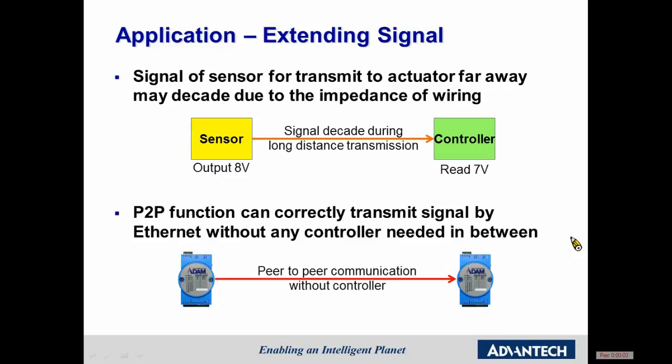Another way of using the peer-to-peer is for extending a sensor wire over a long distance using Ethernet communication instead of having to use the native sensor wire type that you're using there, such as the thermocouple wire or something like that. You can just use the peer-to-peer function and transfer it over.